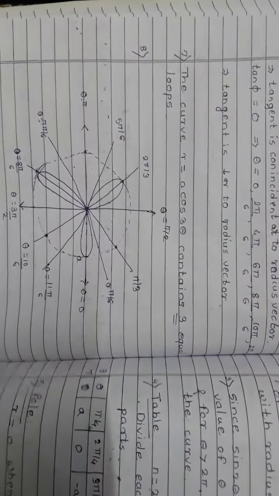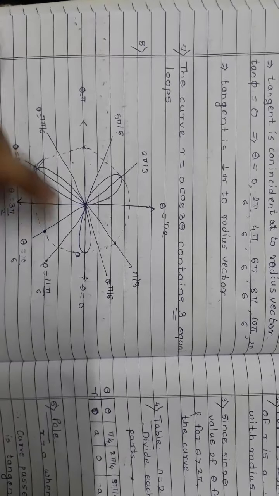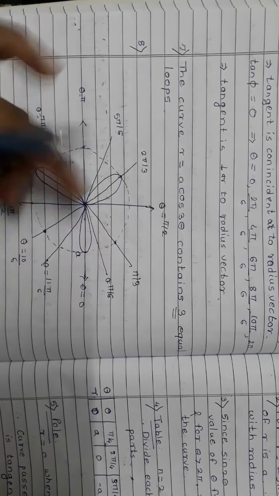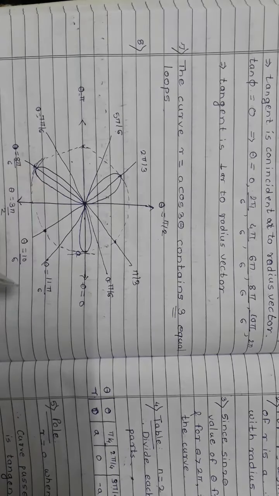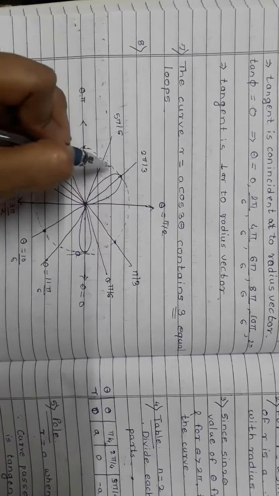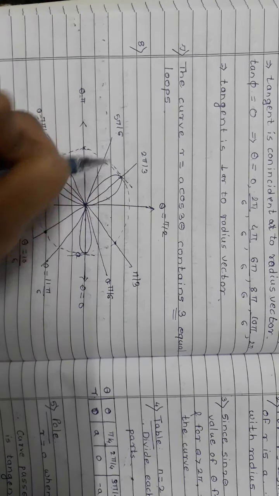In the previous case the curve is like this, where it is perpendicular at 0, then at pi by 3 it is perpendicular, so it should be like this. Pi by 3 has no petal, so no need to draw. Then at 4 pi by 6, so it should be like this.